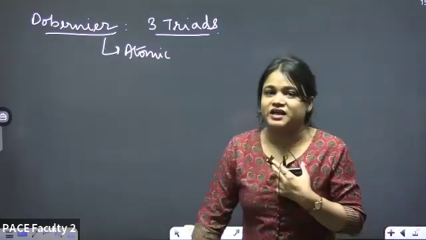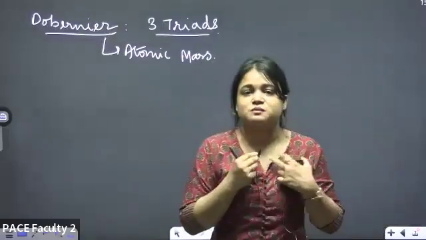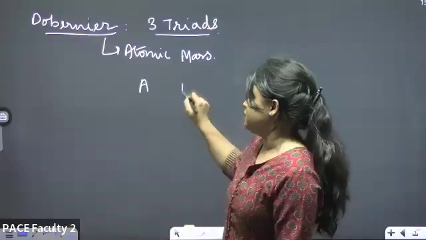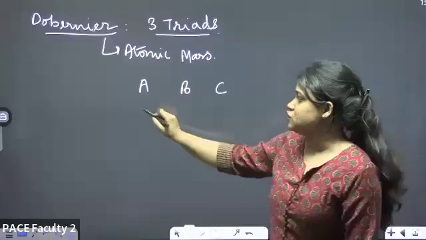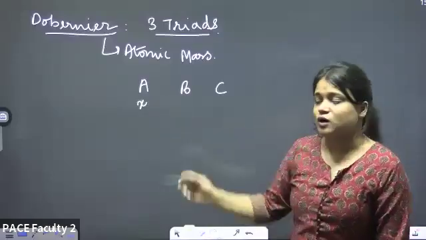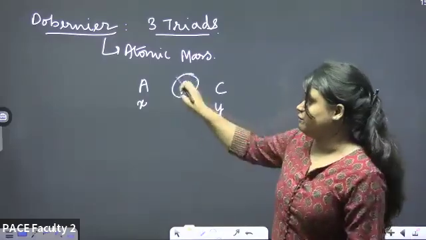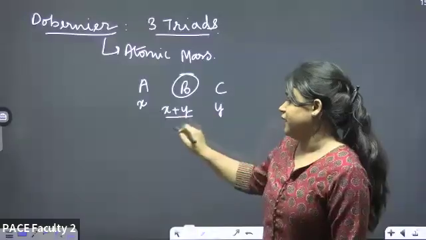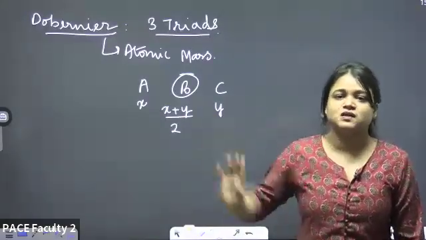तो डॉबरनर ने क्या ट्राई करा? एटॉमिक मास के बेसिस पर एलिमेंट्स को क्लासिफाई करा. He said that if I make groups of three elements, suppose A, B, and C, if the atomic mass of A is X, if the atomic mass of C is Y, then the atomic mass of B, according to Daubigny, should be X plus Y by 2. That is the average of the atomic mass of the first and the third element.